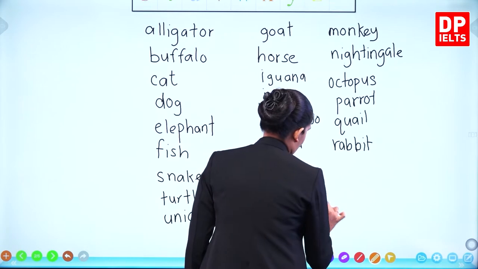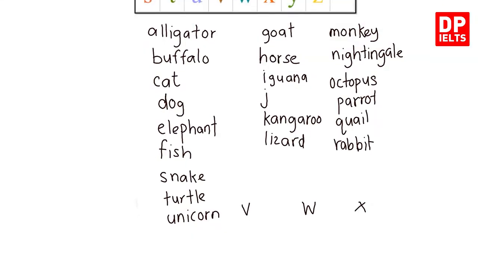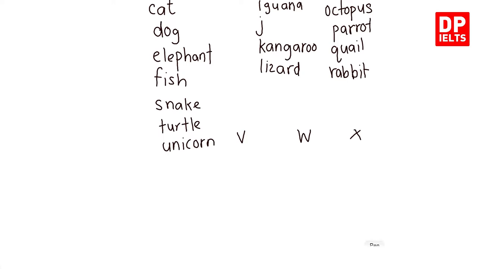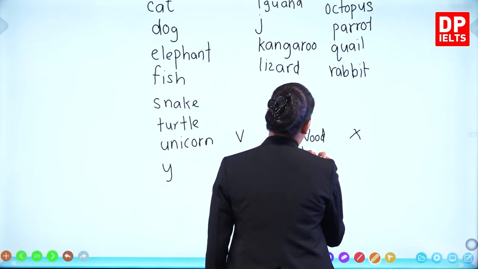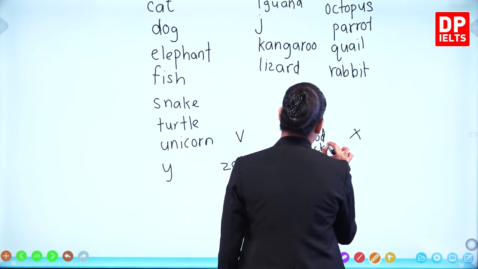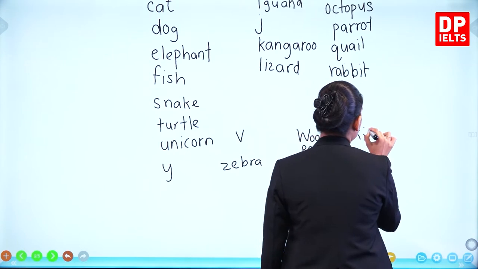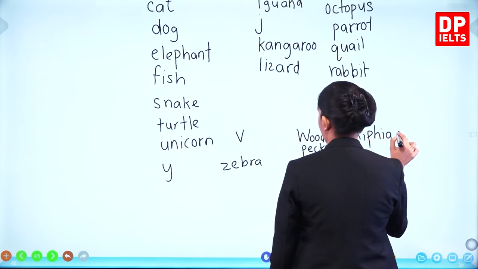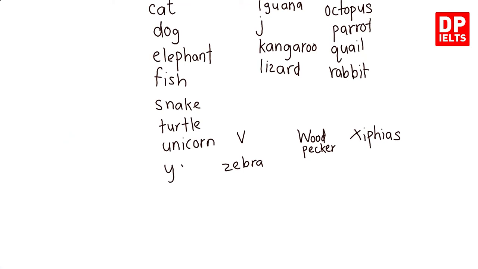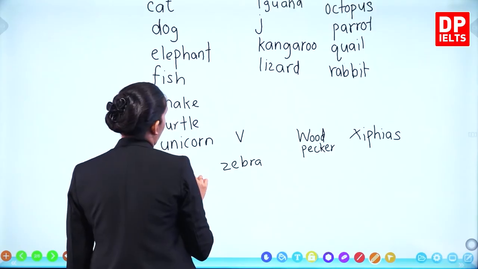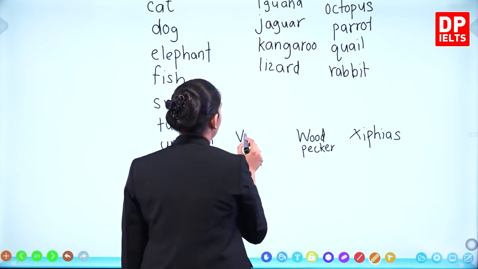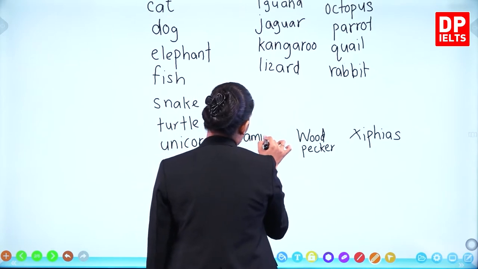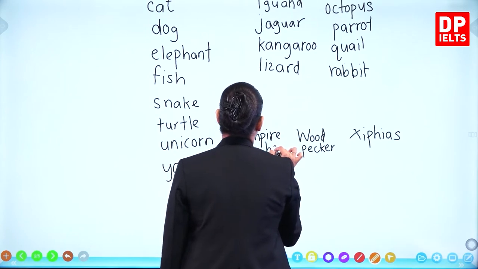W, X, Y, and Z. So Z, we have zebra. We have woodpecker. We have Ziphius, which is known as the swordfish. We have yak. Okay. For J, I just remembered we could write jaguar. For V, we could write vampire bat.